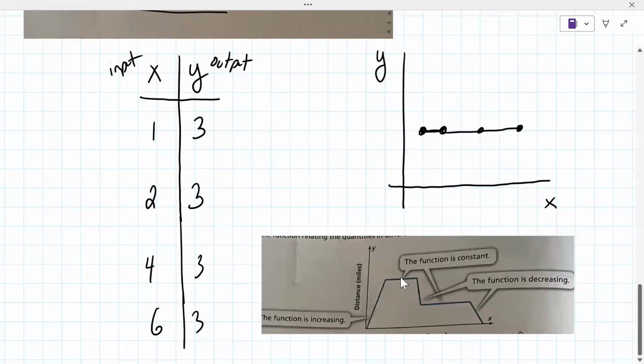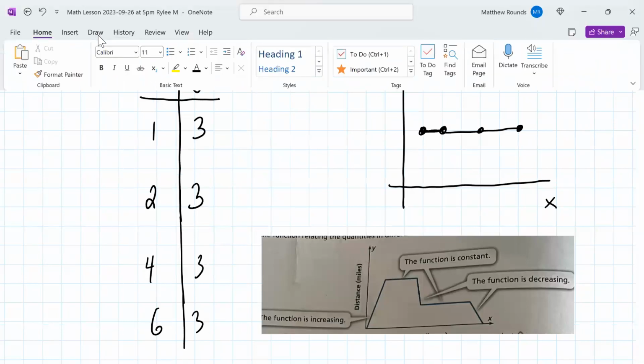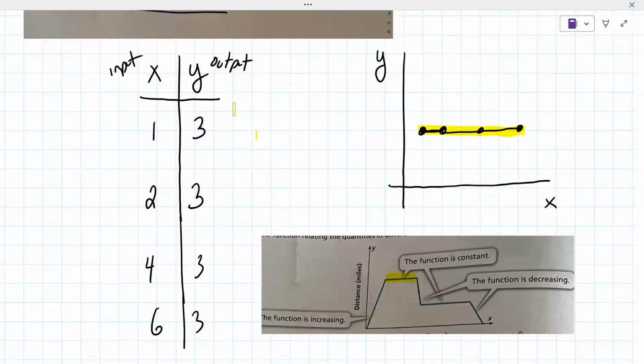What I'm showing you in this graph is the same as this right here. What do you know about that part of the graph? It's constant. Yeah, constant. That's what they're trying to get you to say here. So you have to know whether something is constant, increasing, or decreasing. Okay, so that's the answer to number 3.